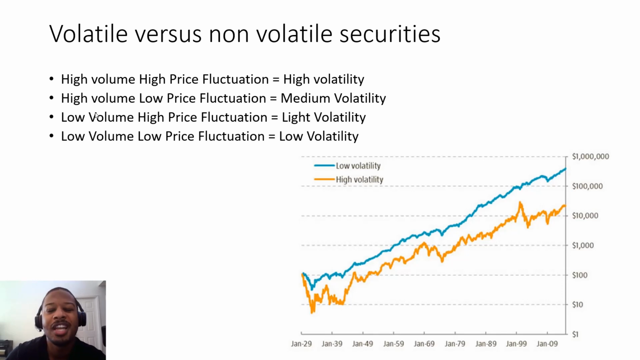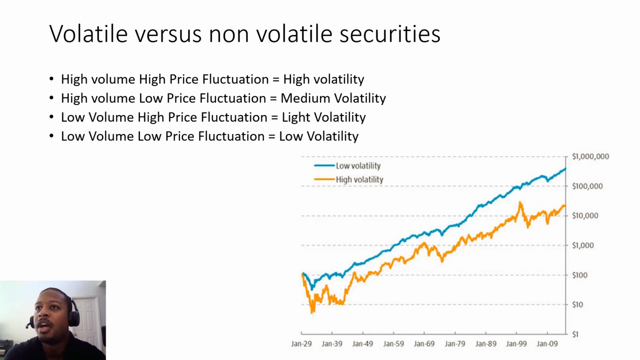Then you have stocks with medium volatility, where there's high volume. There's a lot of people coming in to trade the stock, but the price isn't fluctuating that much. You could have a billion shares trade, but the stock only moves $1 or $2. Depending on your definition of volatility and how the stocks perform, that might be a medium volatile stock, which means a lot of people are trading it. They just don't think the price should be fluctuating that much.